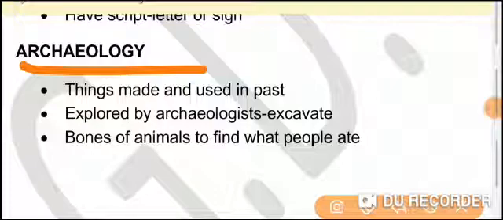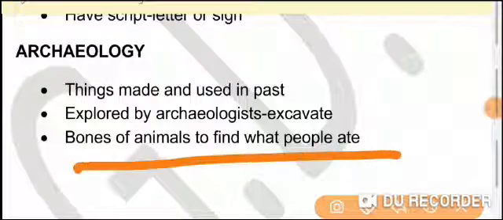So archaeologists are the people who mainly excavate the areas and find out the results based on those. Now, bones of animals are the most important clue to find what people ate.